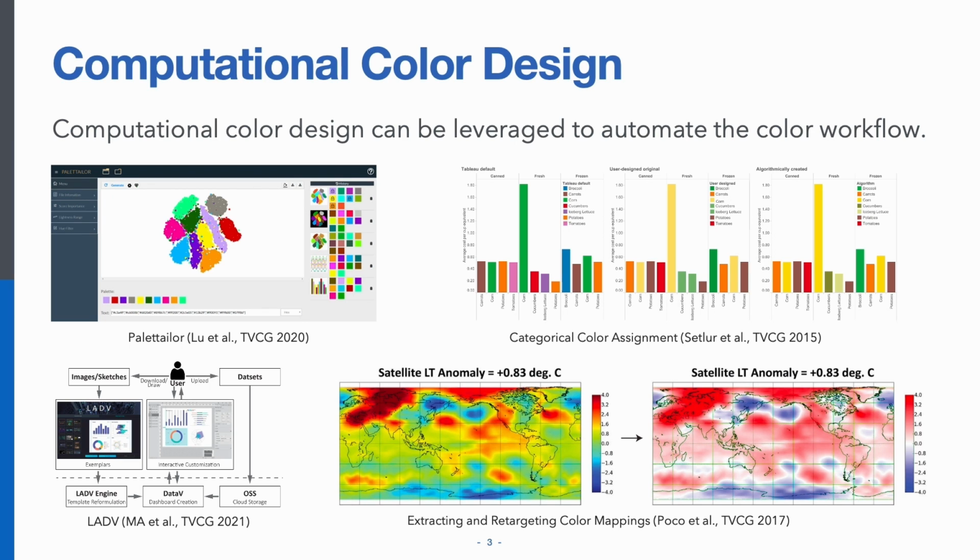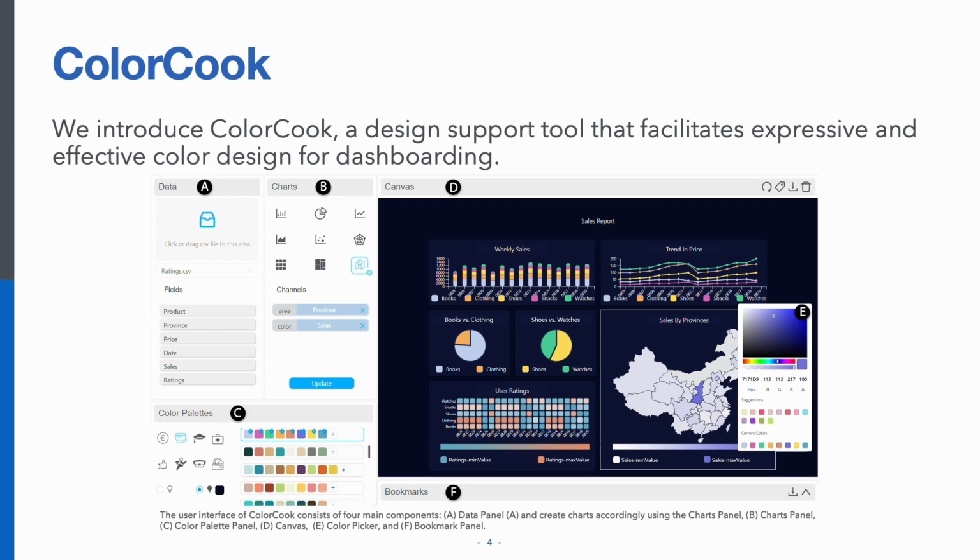One potential solution to avoid being overwhelmed by hundreds of design decisions is leveraging computational color design to automate the color workflow. While recent work has shown to be helpful in designing effective visualization colorings, they have mainly focused on parts of the color workflow for independent charts. To bridge such a gap, we introduced ColorCook, a design support tool that facilitates the expressive and effective color design of multiple coordinated charts within a dashboard.